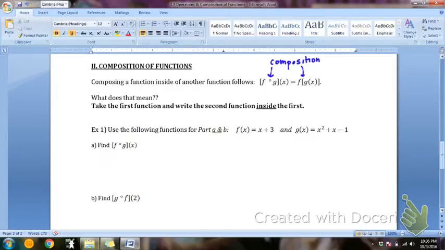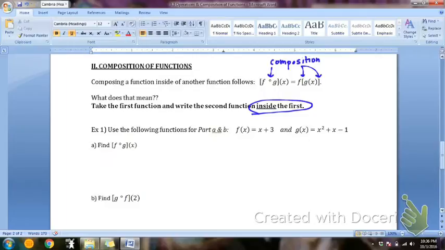Also, these symbols, or these brackets, also mean composition. So these two things mean the same thing, and you might see them written different, or you might see both of them written in your homework. But it means the same thing. They both mean composition. So what does composition mean? Well, composition means to take the first function that they give you and write the second function inside the first function. It seems a little bit tricky, but it's not, especially if you follow the way that we're working.